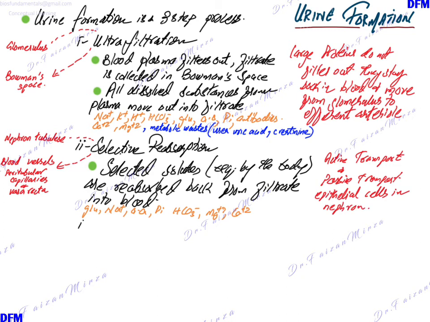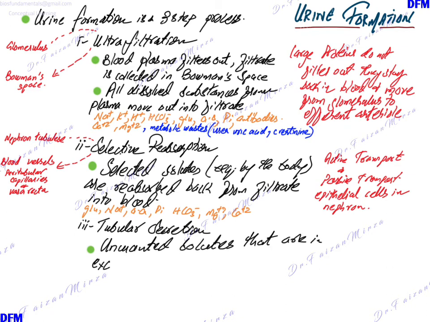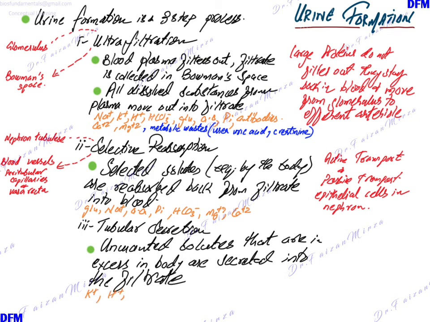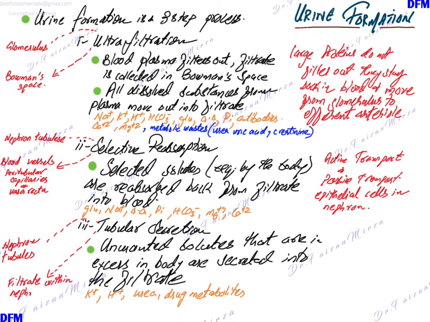The third step in urine formation is tubular secretion, and tubular secretion is about unwanted solutes which are secreted from the cells or from the blood into the filtrate. Excess of these are sent, for example, drug metabolites, potassium ions, H plus ions or urea, and this ensures that the urine is more acidic as compared to the blood, and excess potassium ions are also sent out. So nephron tubules carry out the process of tubular secretion. Eventually this is all carried out by membrane proteins which are present in the epithelial cells of the nephron. So these are the three steps involved in urine formation.